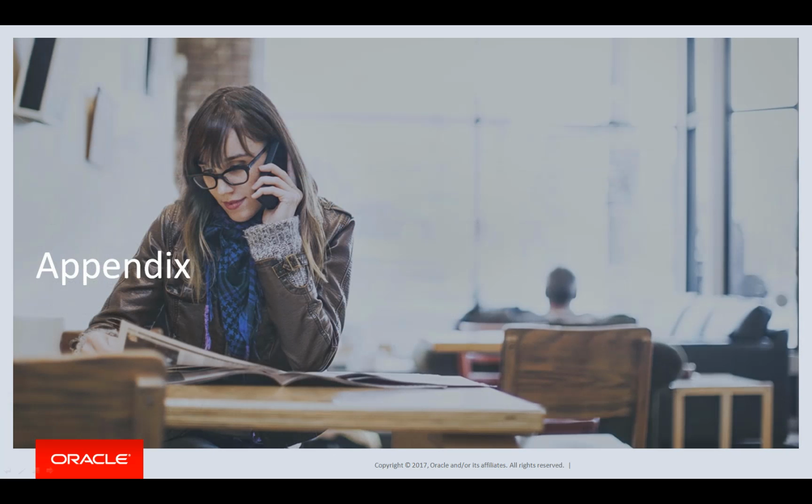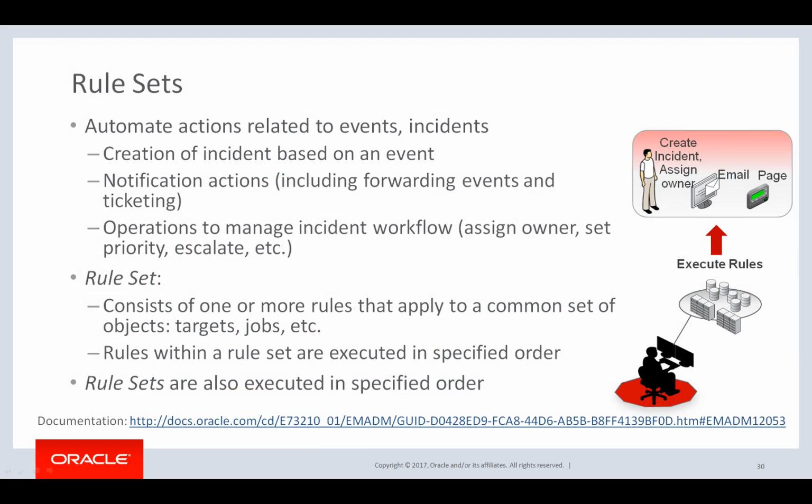In the appendix section, we will cover the concept of rule sets. If you're already familiar with rule sets, then you may skip this section. In each and every one of the advanced notification methods, we mentioned assigning the notification method to an event rule. An event rule is a rule that is part of a rule set. In Enterprise Manager, there are 2 types of rule sets. They are enterprise and private.